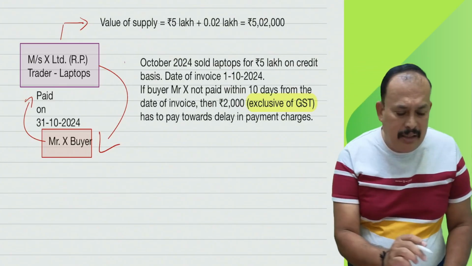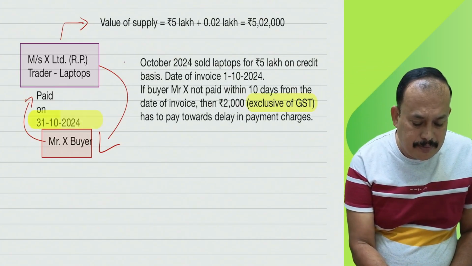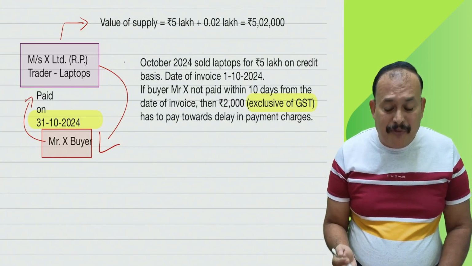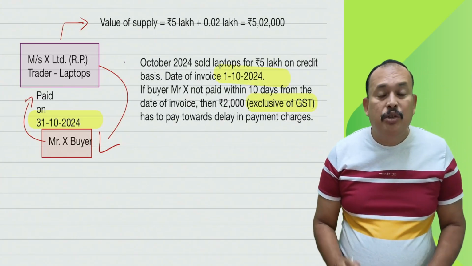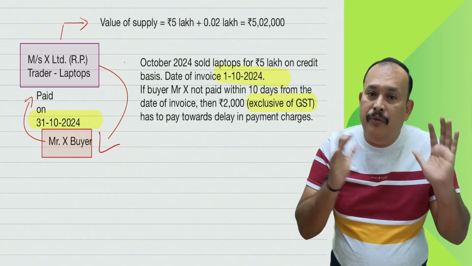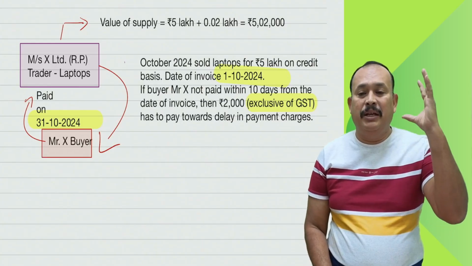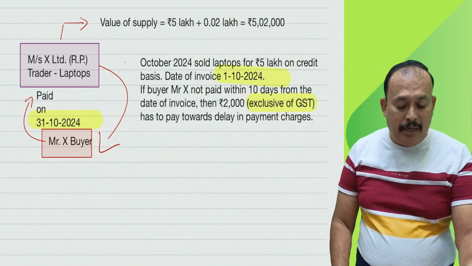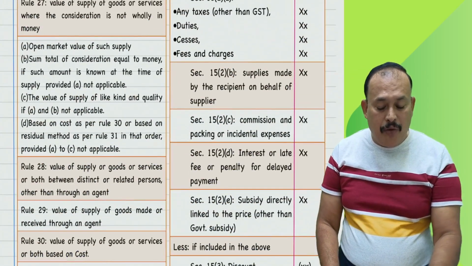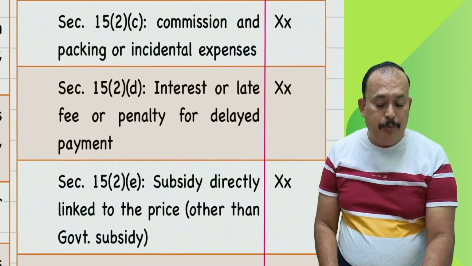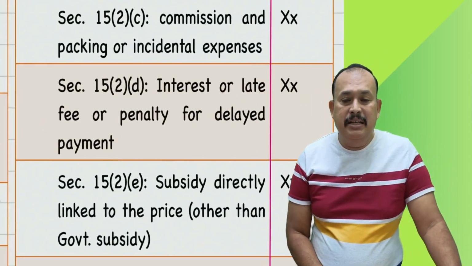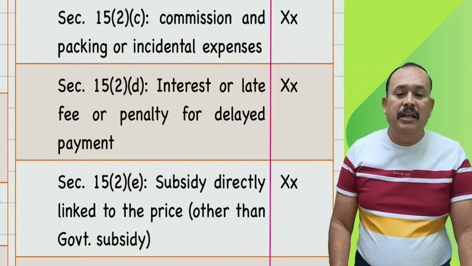When received? 31st of October. Supplied the goods for 5 lakhs on 1st of October. So in the month of October, what is the value of supply? 5 lakhs plus 2000, together 5 lakh 2000 is the value of supply. This is the way in which we can understand the content of section 15, subsection 2, clause D, interest, late fee or penalty for delay payment.